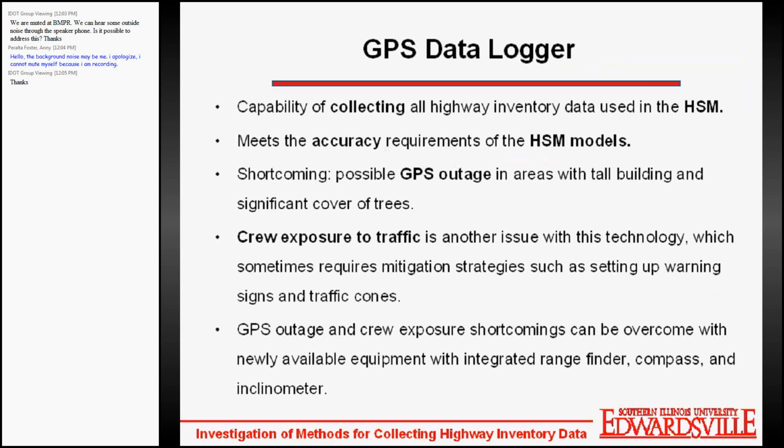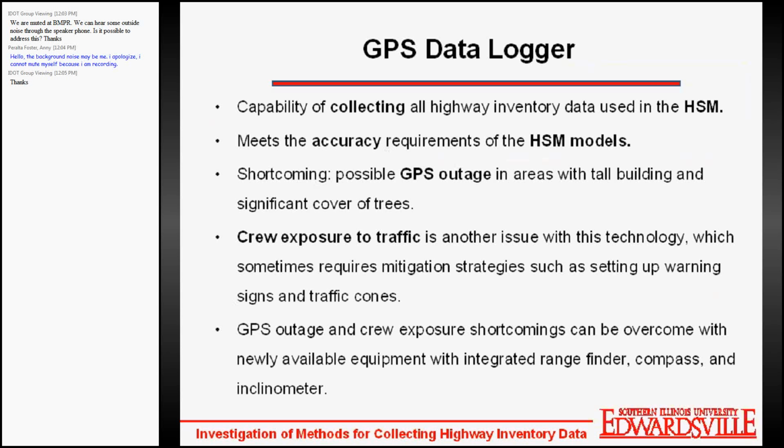The way the current technology works is you have to hold the device next to the feature. The other big limiting factor is that the crew member has to actually go to the object to collect it. So if you're collecting edge of pavement or edge of shoulder or center line, that means the crew member has to physically be standing there, and setting up the traffic control for that is time consuming, and even then your crew is still at risk. What we found is that the GPS outage and crew exposure shortcomings we are now able to overcome with the next generation of equipment that's just come on the market.